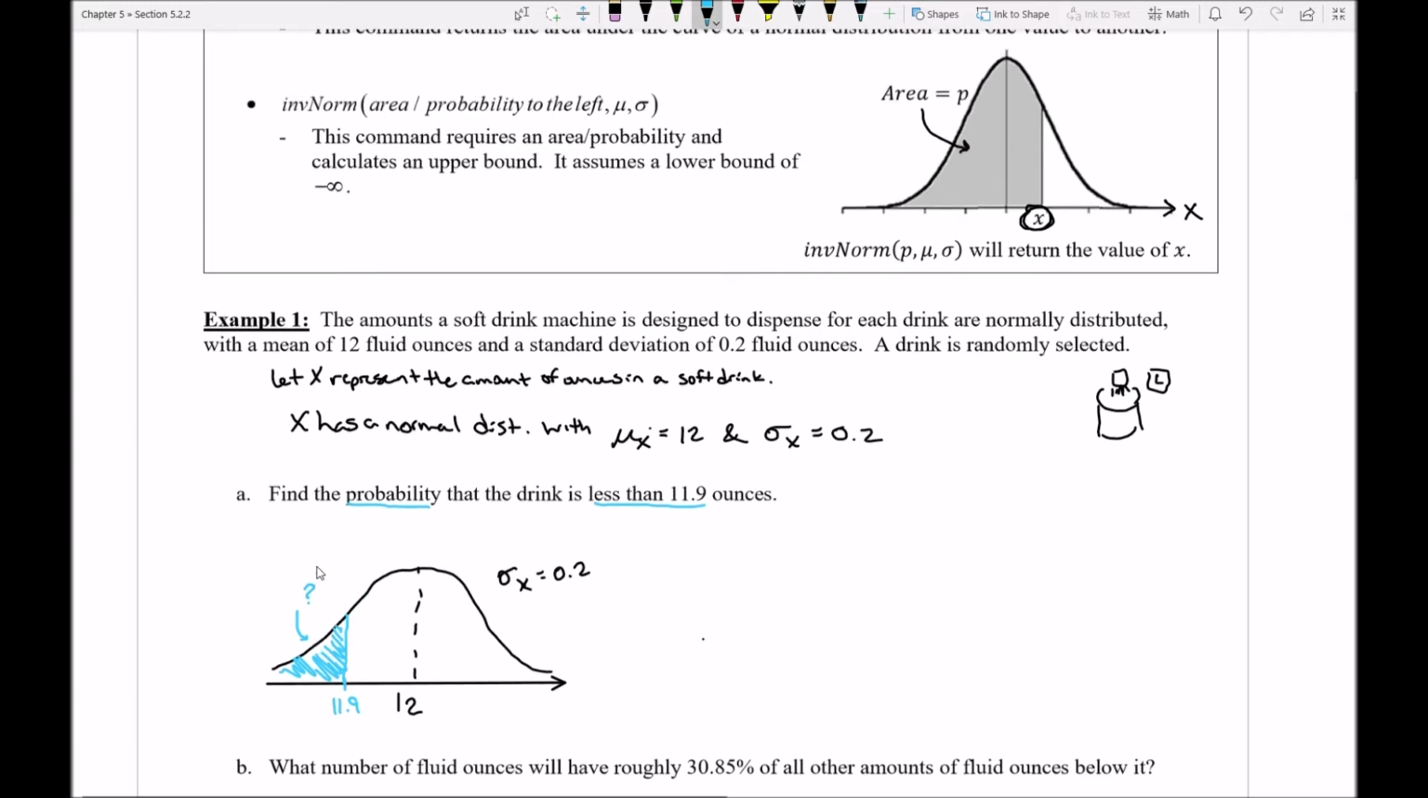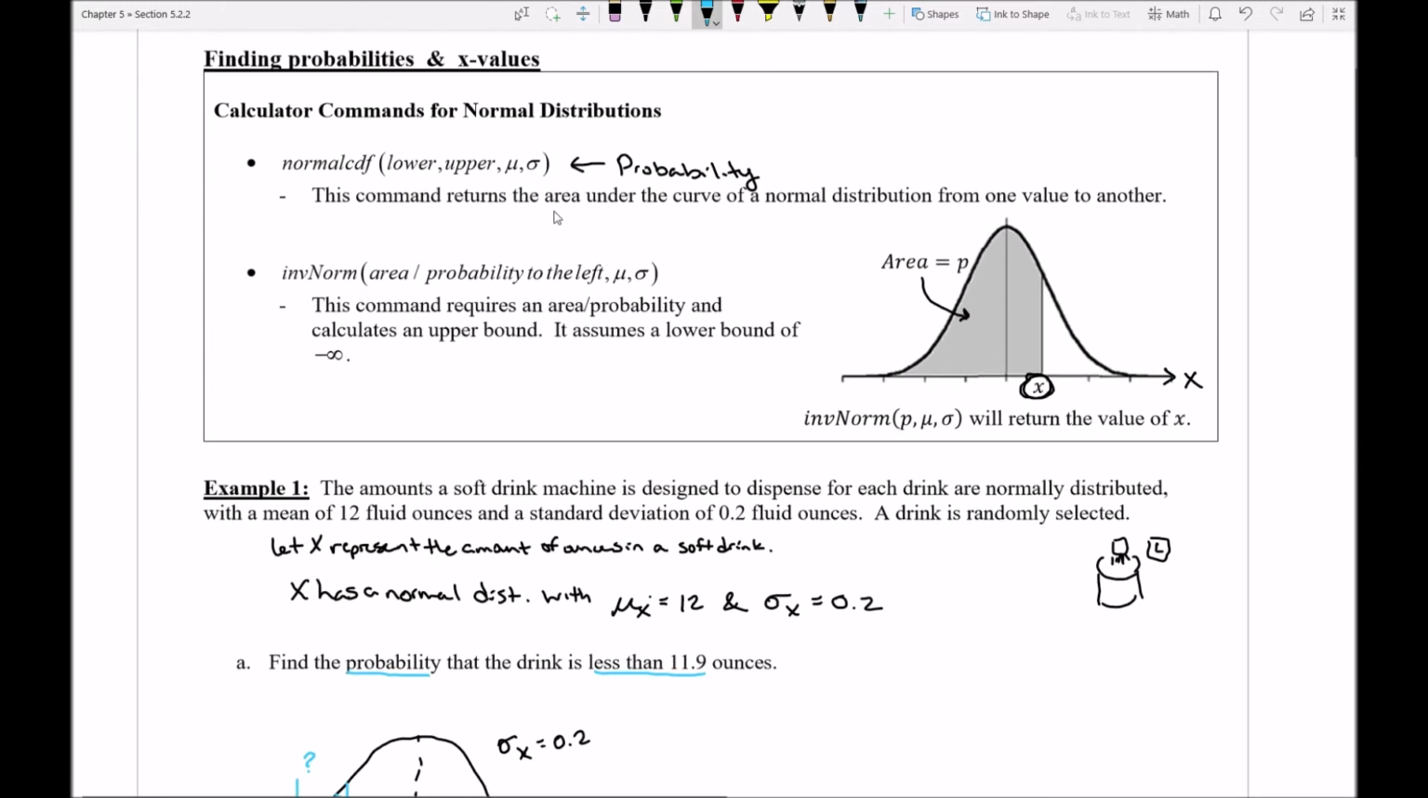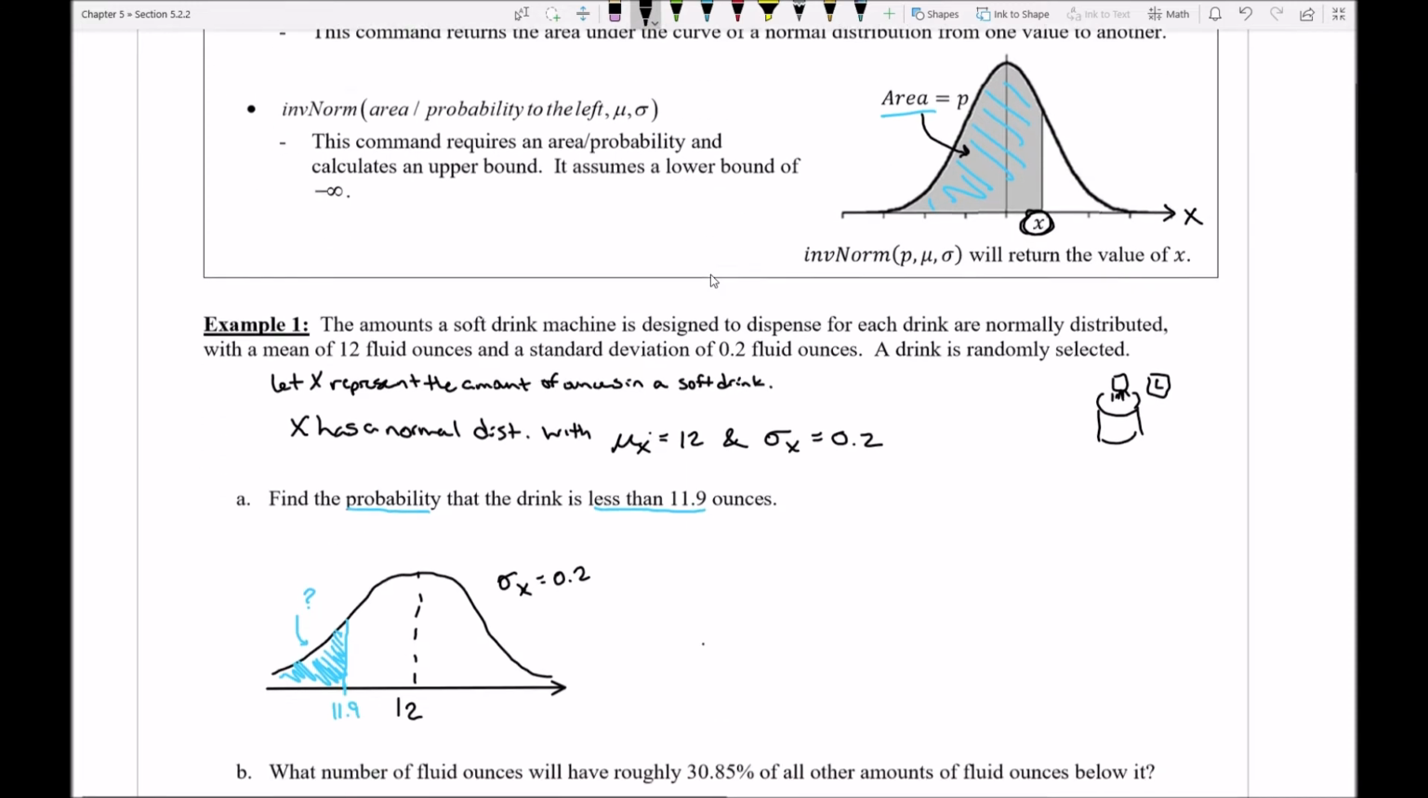And so when I go back and look at my calculator commands, remember that normal CDF is always the command that finds you a probability, that finds you an amount of shaded space. So that's the purpose of normal CDF. It will get you this shaded space. So that's the calculator command I would use, just like we did in the last section.